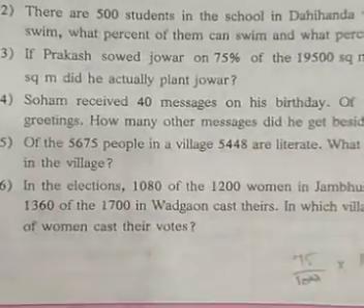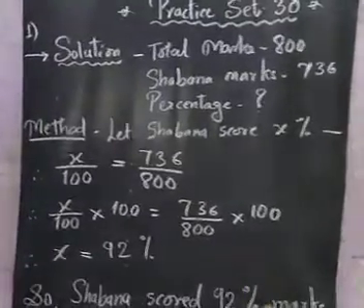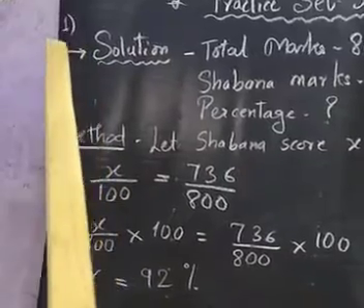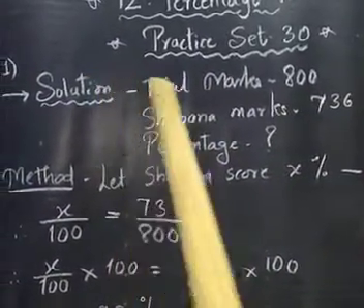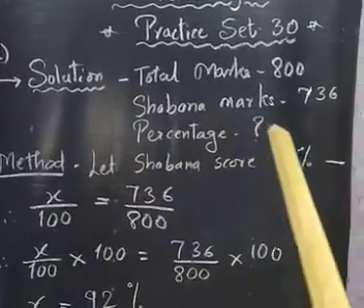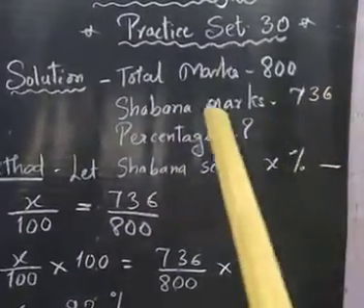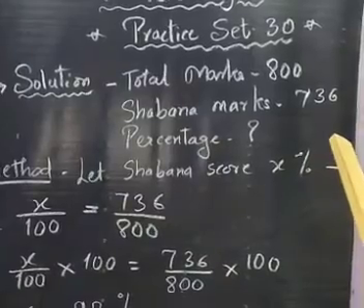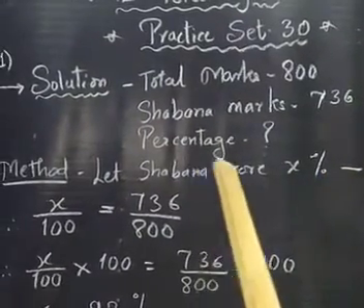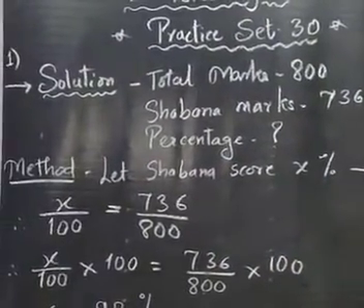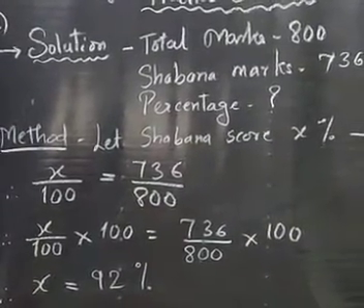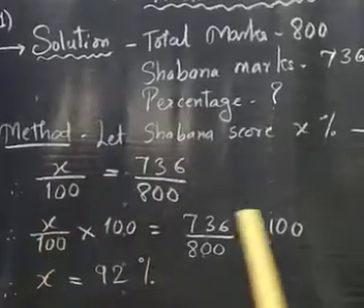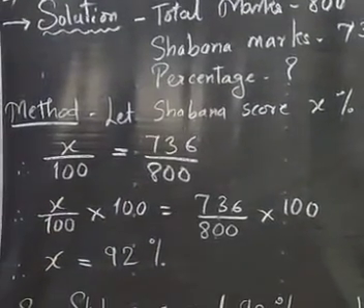So see on the board now. So see here. See, number 1 is given here and some place is left. So I know you are going to write the example here. Solution. Total marks are out of 100. And how many marks Shabana scored? 736. What is the percentage? Let's calculate. So here we will use the same method of equations. Okay? Means multiplying both the sides by the same number.